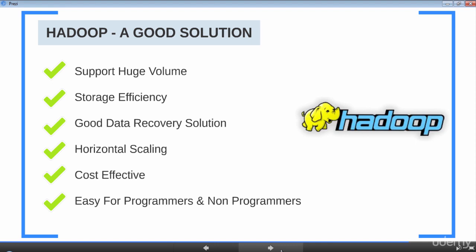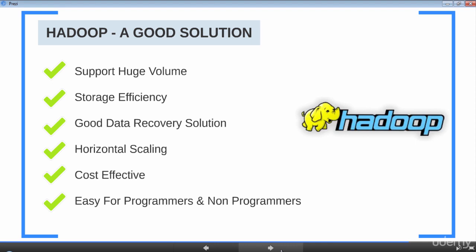This is exactly what Hadoop offers. It can handle huge volume of data. It can store data efficiently in terms of both storage and computation. It has a good recovery solution for data loss in place. It can horizontally scale, and that is very important. So as your data gets bigger, you can add more nodes and everything will work seamlessly. It's that simple. It is cost effective, meaning we don't need any specialized hardware to run Hadoop. And hence, it's great even for startups. Finally, it's easy to learn and implement.